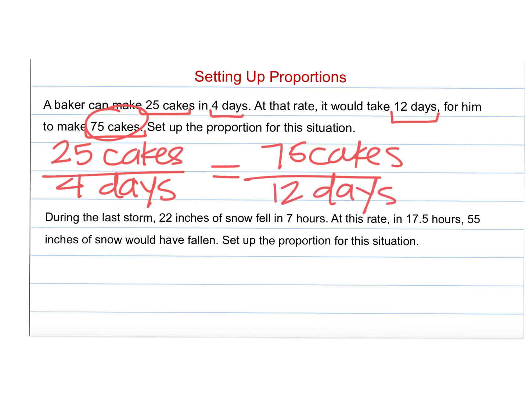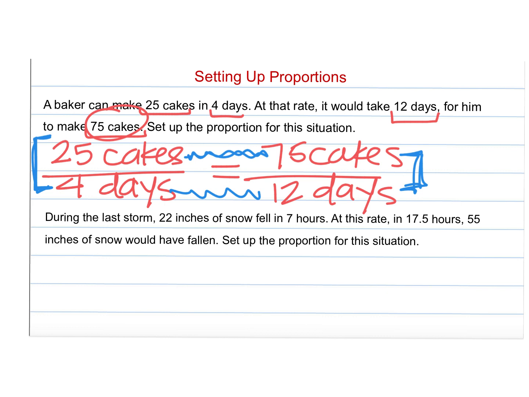So it's super important that proportions have, so 25 and 4 go together, so that's one ratio. 75 and 12 go together. But then we also have to make sure that cakes go to cakes and days go to days.